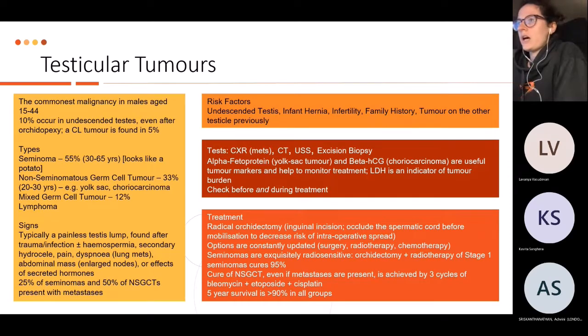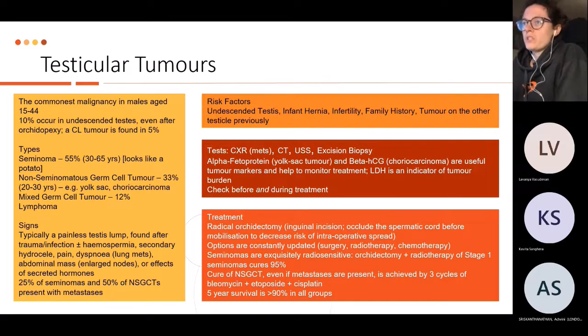Testicular tumours. So the commonest malignancy in males aged 15 to 44, so important to know about. Undescended testes, even if you have corrective surgery at a young age, is a risk factor, as well as family history or a previous tumour in the other testicle. The types are the seminoma, which is the one we described, or the non-seminomatous ones. And typically it's a painless lump.